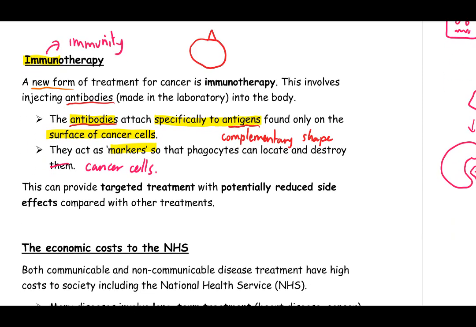It can provide targeted treatment, which basically means that it will target only the cancer cells, and the hope is that it would reduce the side effects. So for example, you wouldn't get sick like you do with chemotherapy, you wouldn't lose your hair like you did with radiotherapy and also chemotherapy. So overall, immunotherapy is supposed to be the future of cancer treatment, and it should be much, much better for the patient.